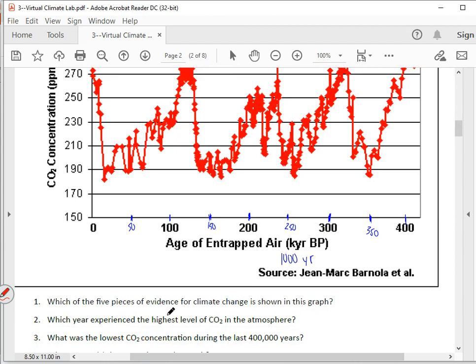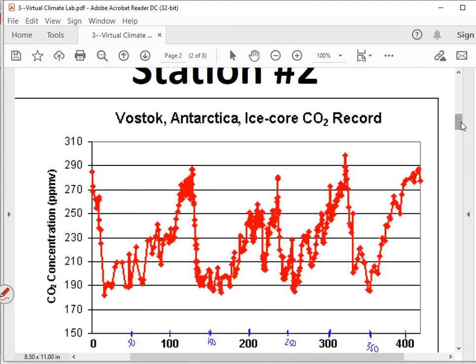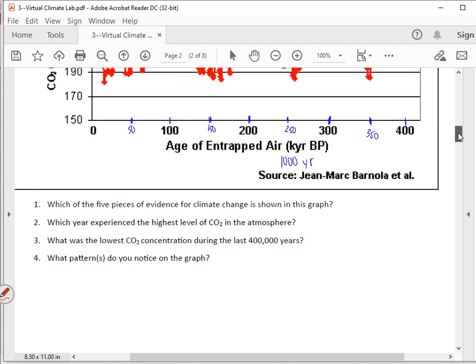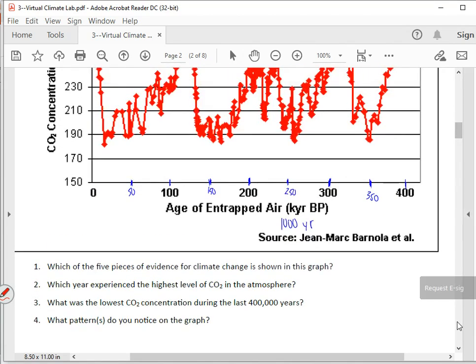Which of the 5 pieces of evidence for climate change is shown in this graph? So this, again, is an ice core, so you can just write ice core there. And ice cores are good because they can go back quite a ways, not millions of years, but definitely thousands and hundreds of thousands of years.